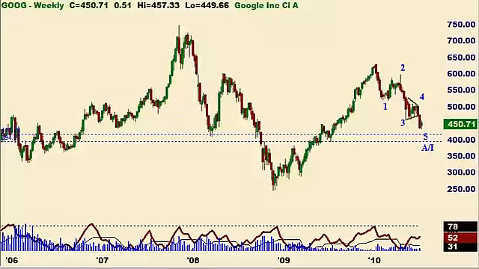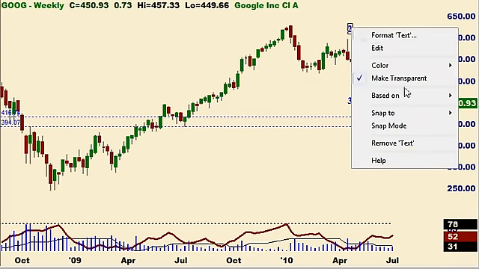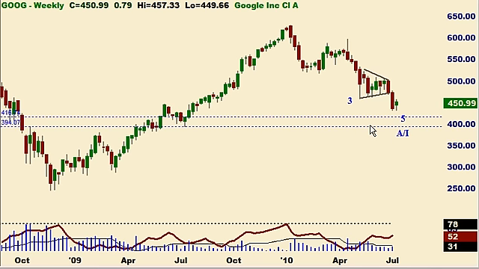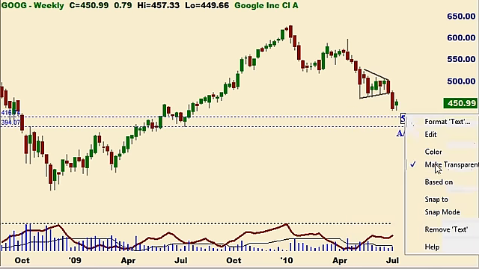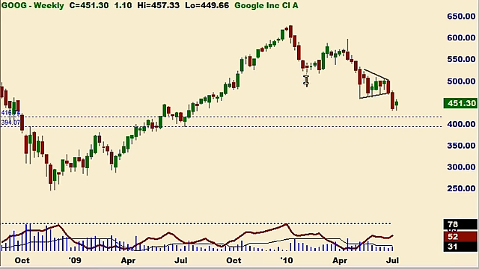Anyway, let's expand this back out a bit, and I want to show you one other possible count for Google. The idea is basically that we have a zigzag or a double zigzag in progress, and let's go ahead and label that. So A down, B back up, C down, and then you've got a contracting triangle. Now triangles can either be in 4th waves or B or X wave positions, so let's label that X, and then you have A down working on B back up, and then C down into this support level.